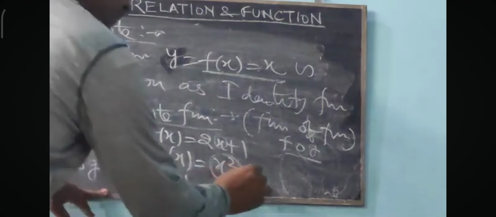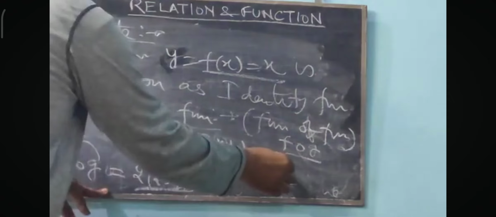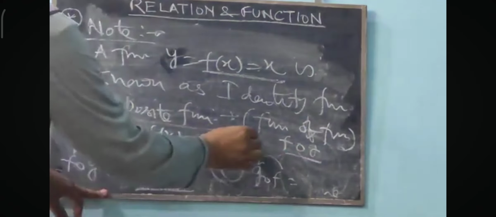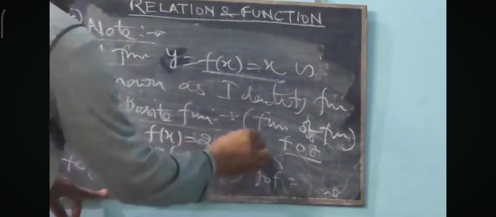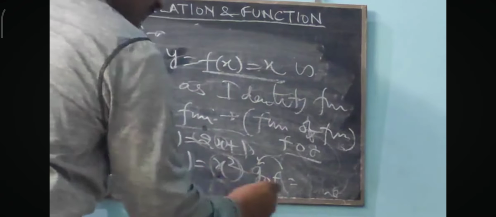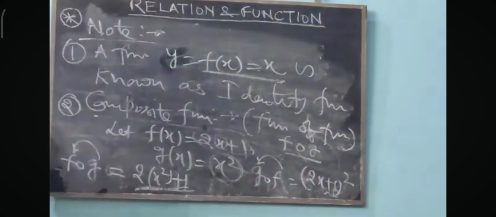Suppose you have to find gof, it means you have to put the value of f in g. Now you pick f, you pick this, and you have to put it in g. In g means in place of x. Square would be the same. So it would be 2x plus 1 whole square. So this is the way you can find fog and gof mathematically.